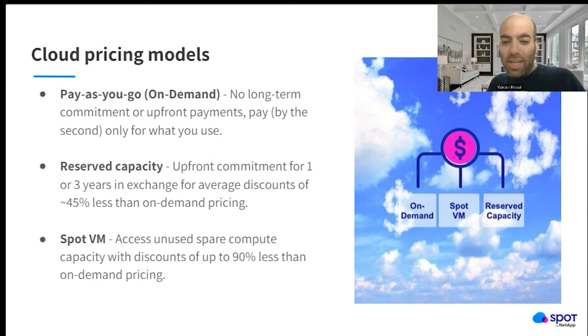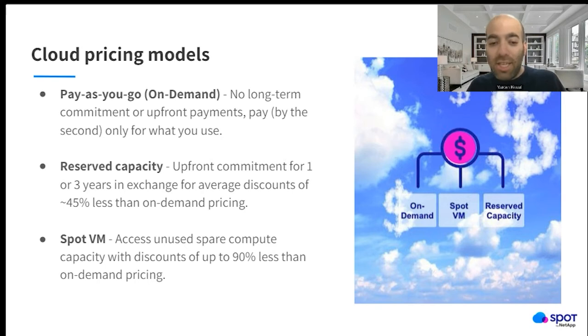In the second one, the reserved capacity one, you're getting an average of, let's say, 45, 50% discount out of the pay-as-you-go pricing. In exchange, you do commit to use a specific VM type for a period of 1 or 3 years ahead. Complex method, we'll cover that in a second.